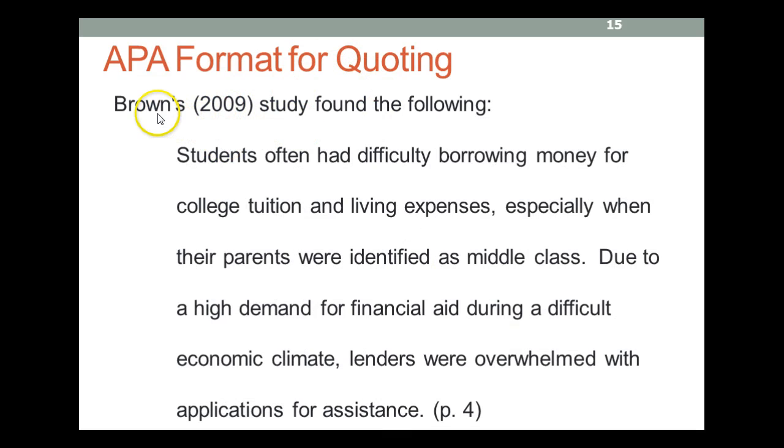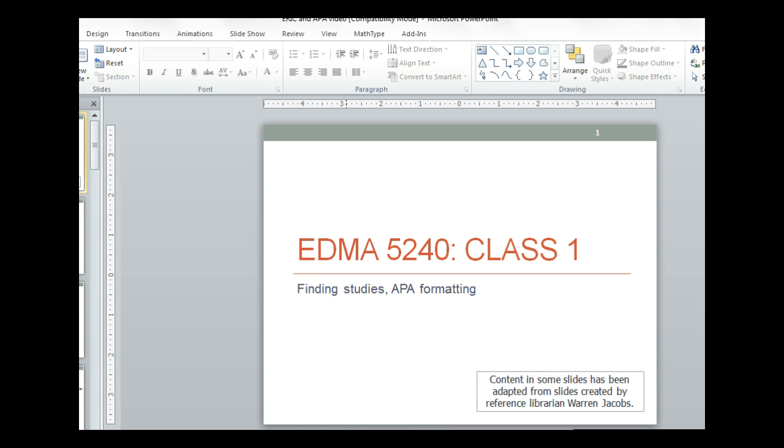For a longer quote, like I said, it's block indented, so we would introduce the quotation with a colon, and then all of this would be quoted content. We end with a period and then put p. period 4, or whatever page number, in parentheses, no period after that, and we would begin the following text flush left. And that's it.